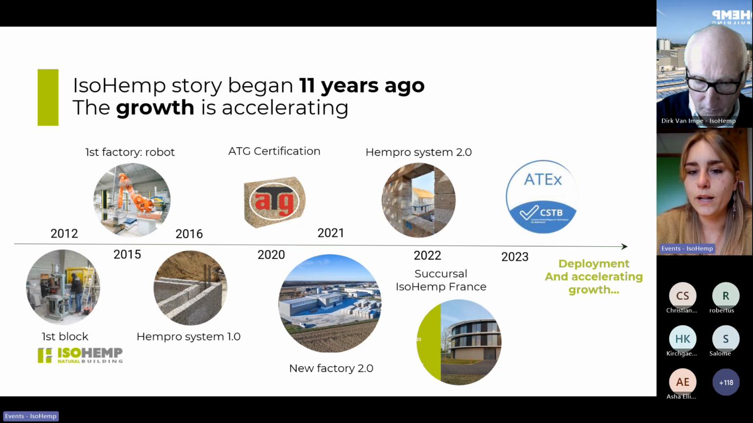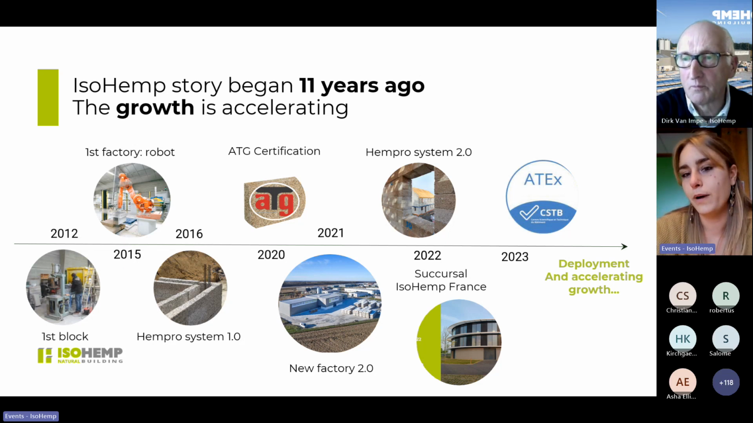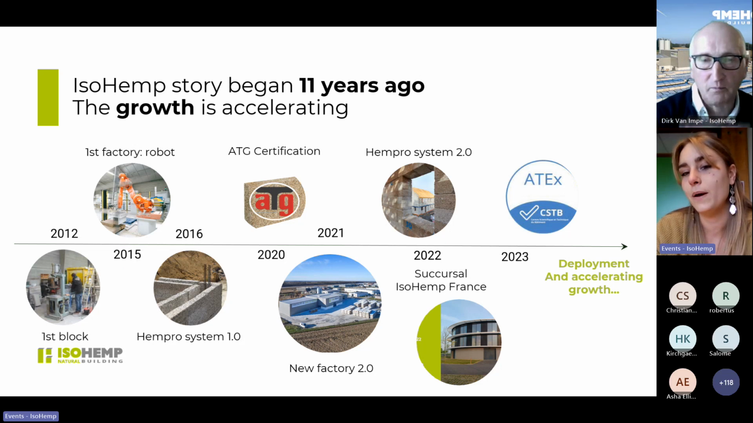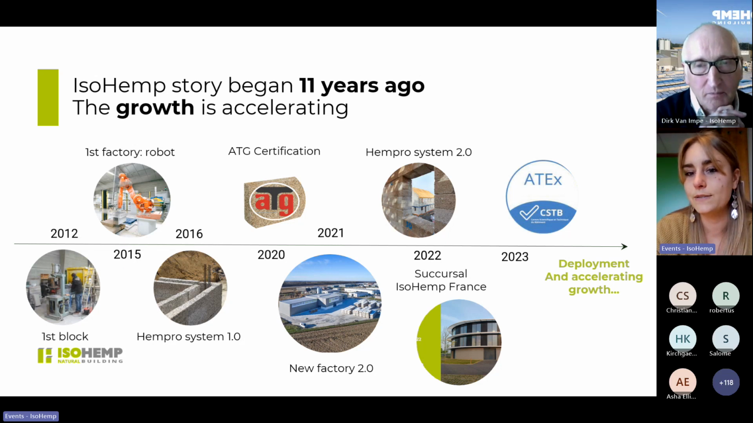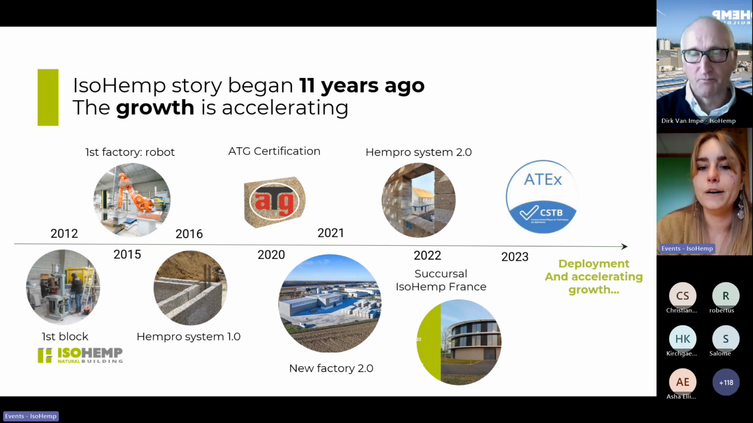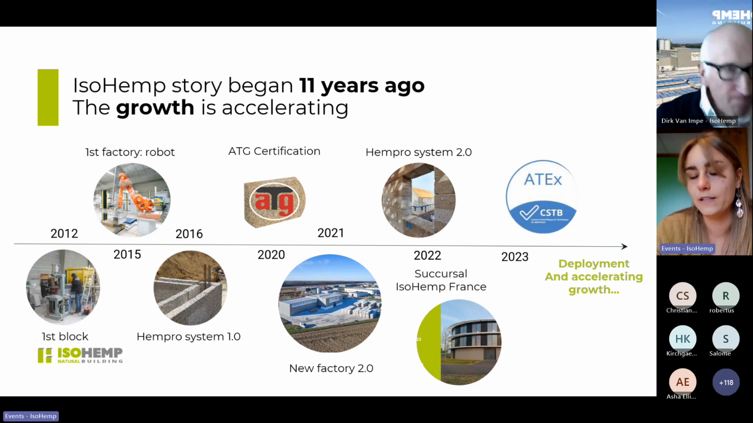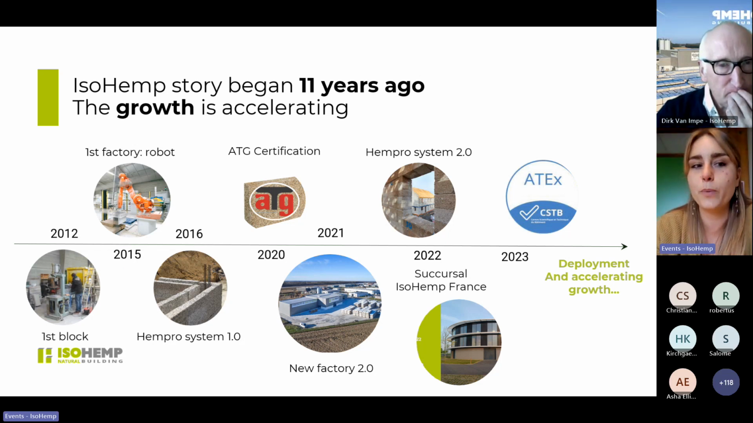So in 2012, they were already pressing their first blocks by hand. So that was very artisanal, traditional construction building. And in 2013, the first IsoHemp houses began to see the light of day. And after that, a third young engineer joined the team, and his role was to develop the process to improve the quality of the blocks. A year later, they moved from the garage to the first industrial site, still in Belgium, in the French part of Belgium, near Namur, if you know a bit of Belgium.